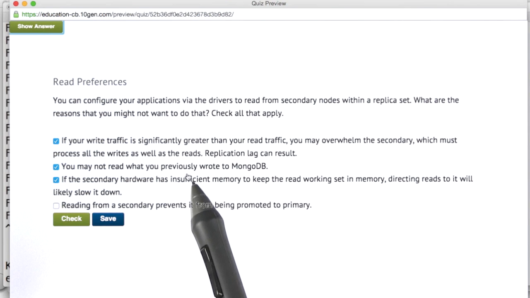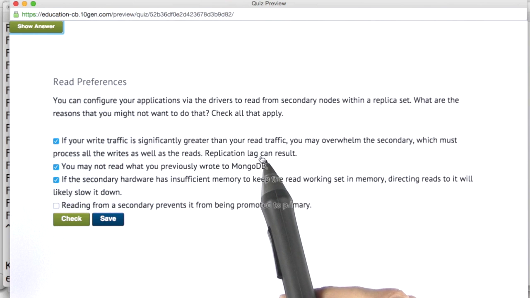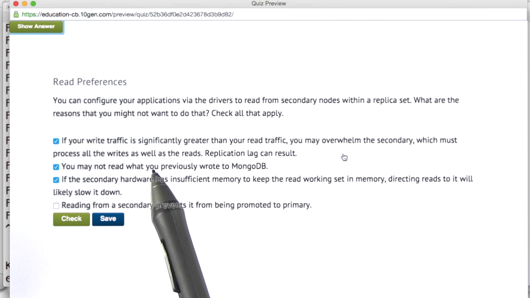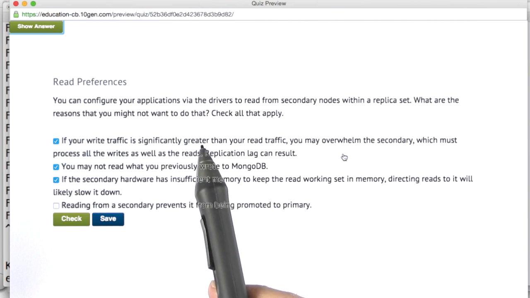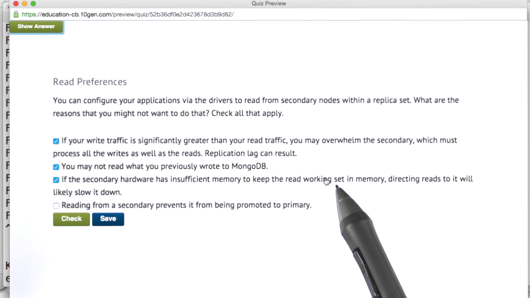Okay, well, one reason you might not want to do it is if your write traffic is significantly greater than your read traffic. You can overwhelm the secondary. Because remember, every write goes to the primary, it also winds up going to the secondary because the secondary is replicating the write. So if you send a whole bunch of traffic to that secondary, you could overwhelm it.